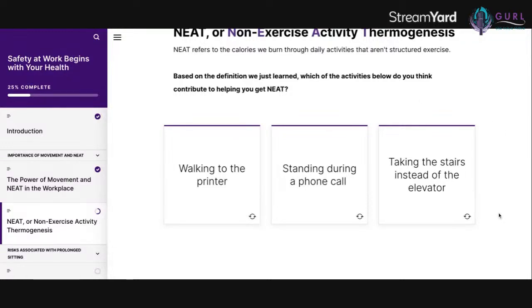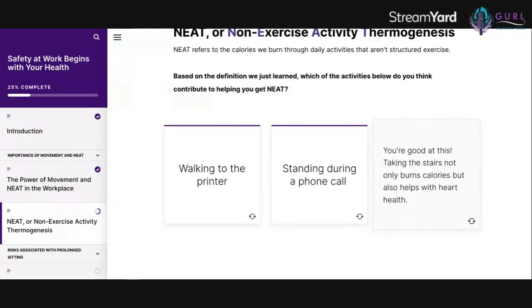Interactive, like have people own what they're learning. So if they just read that NEAT is the calories we burn through daily activity, then they now have to start going, is this an activity to burn calories? So walking, standing, taking the stairs. So chances are they're going to go to this one, right? So we're going to click this. And you're good at this.